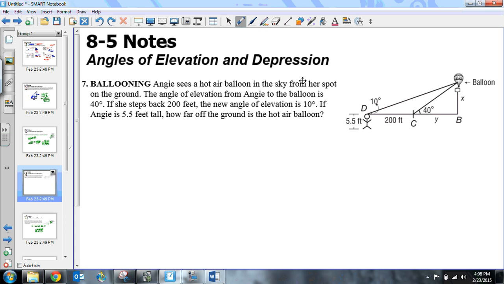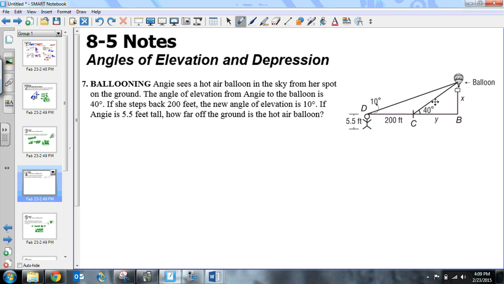So what you're given, if you read through this, is a person, Angie, who sees a hot air balloon from the sky, from her spot on the ground. She was at this point C, but then she decided to move back 200 feet. We know that she is 5.5 feet tall. How far off the ground is the hot air balloon? So we want to find this distance plus 5.5 feet.